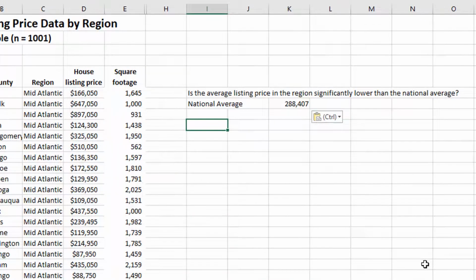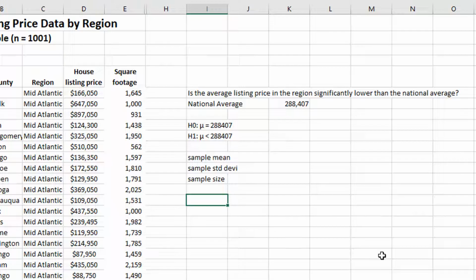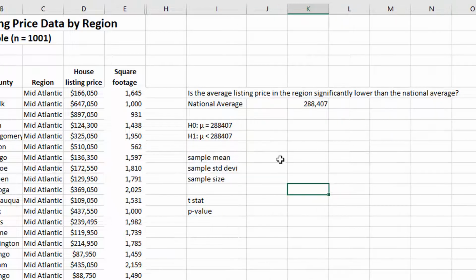So what I'm doing, I'm going to write it here, but my null hypothesis is that, on a Windows, I've learned this recently, Alt 230 makes the mu, equals 288,407. That's the null mean. If the null hypothesis is true, the regional mean is equal to the national mean. The alternative hypothesis is that mu is less than 288,407. So this is a left-tailed test. So to perform this test, what we need to do is calculate some statistics. We need the sample mean, sample standard deviation, sample size, and then we're going to calculate the t-stat and the p-value.